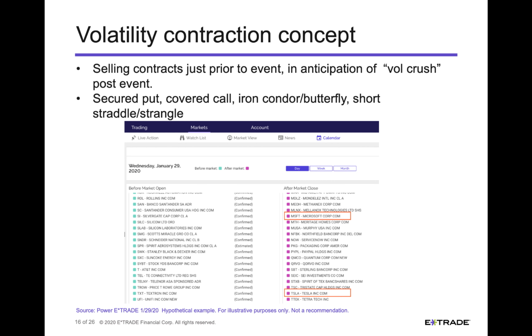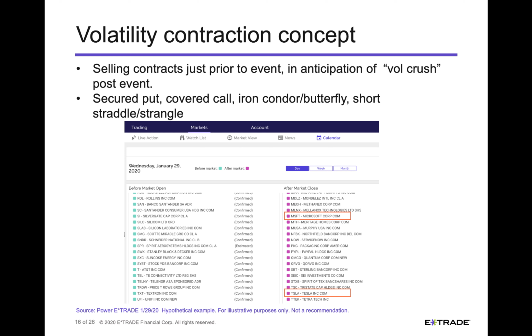Okay. So that's an expansion. Let's go one more level and let's go into the volatility contraction concept. Now, the concept around this is that we are going to sell those contracts just prior to the event. So instead of buying and expecting volatility is going to expand and then closing just before the event, we're going to take the opposite side of that. And we are going to sell when volatility is at its highest level. And we're going to anticipate that volatility is going to get sucked out of those, and we're going to have a vol crush post-event.